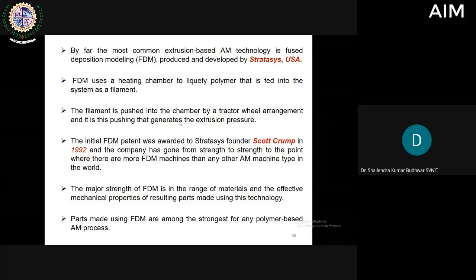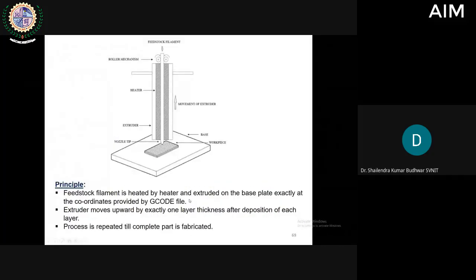The major strength of FDM is the range of materials and the effective mechanical properties of resulting parts made using this technology. Parts made using FDM are among the strongest for any polymer-based AM process. The properties of this type of polymeric parts are also excellent as compared to other processes.